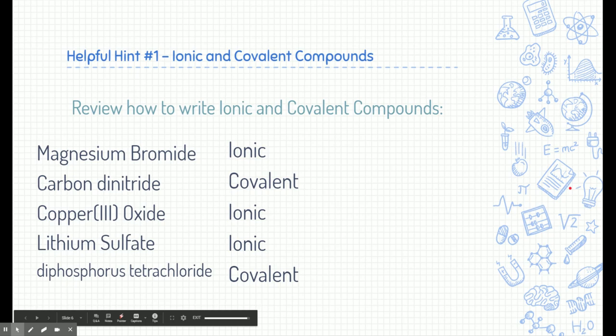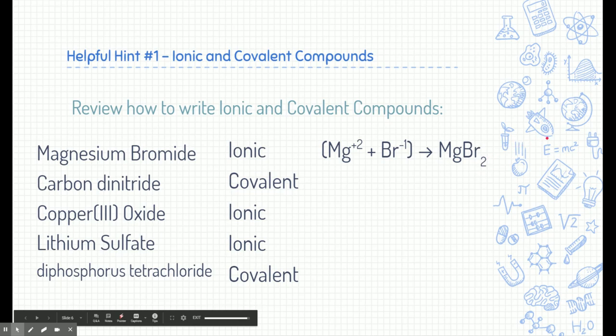Knowing the type of compound lets us know how to write these equations. Let's go back to magnesium bromide. We know it's ionic, therefore we have to worry about the charges of each. Magnesium is a +2 and bromine is a -1 based on its location on the periodic table. Therefore, in order to write the formula for magnesium bromide, we would need one magnesium and two bromines put together.